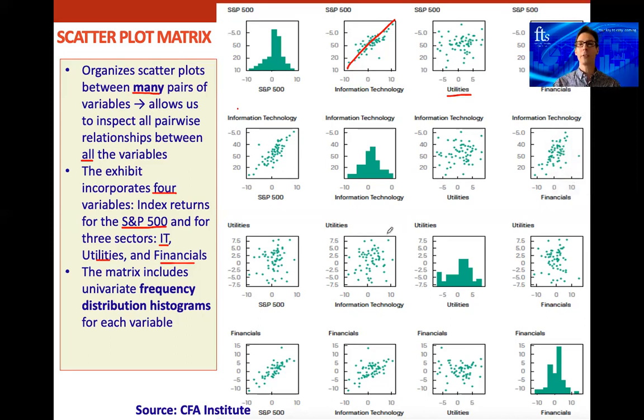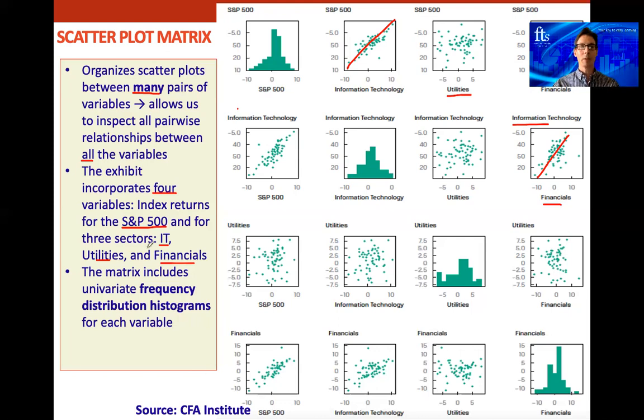Let's have a look at a couple more. In the matrix, we obviously don't have to draw it on the exam, but if we want to look at a relationship, for example between IT and financials, there seems to be quite a strong relationship. But if we look at the relationship between IT and utilities, well, nothing. There's no clear association between IT and utilities, because we can't draw any type of straight line there. You can do the same for all of these, and that gives us our scatter plot matrix.